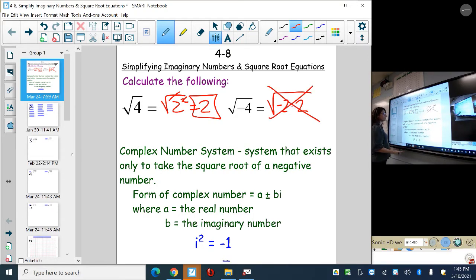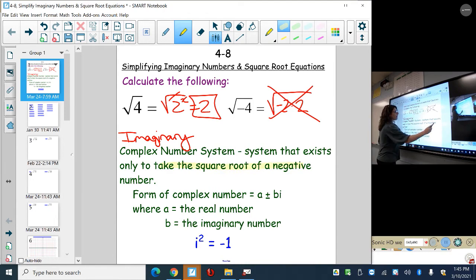So what we did is we developed a new number system, which is the complex number system or the imaginary number system. And that exists only to take the square root of a negative number. It only exists to take the square root of a negative number. So the complex number is of the form a plus or minus bi, where the a is the real number and the imaginary number is the bi.